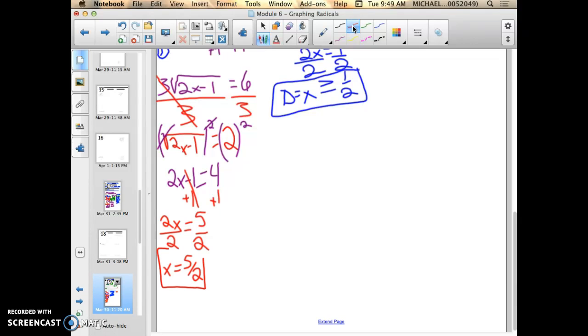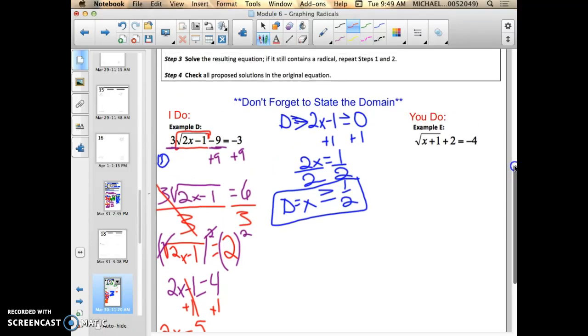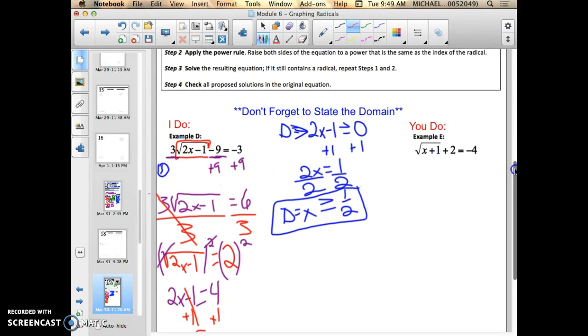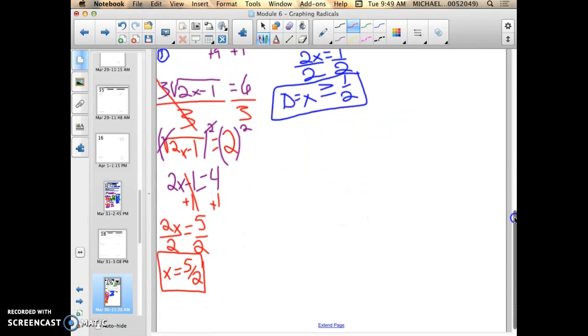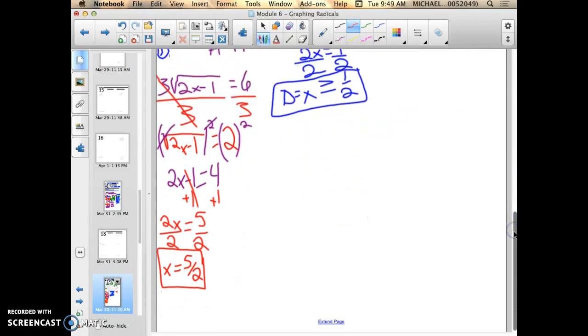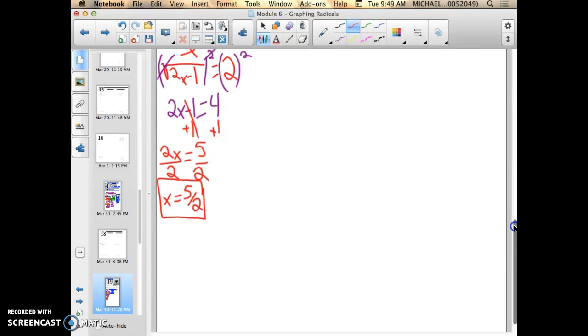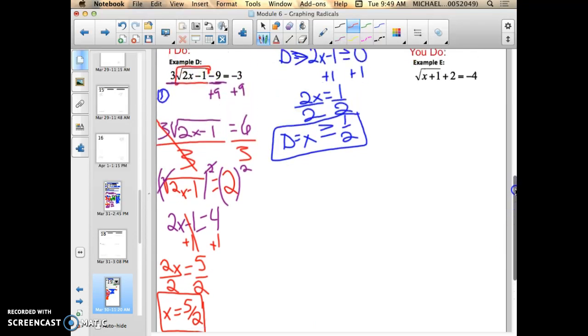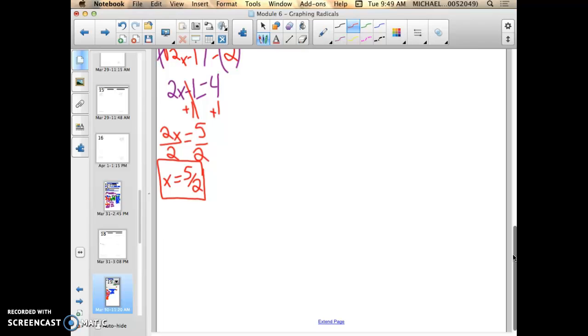That is my solution. So now I get to apply the fourth rule. Check all proposed solutions in the original equation. All right, this is not necessarily ugly math, but I am working with a fraction. So it's 3 times the radical of 2x. So 3 times, and this is my fourth step, sorry. So I need to see this as well. Your fourth step is put it back into the equation.